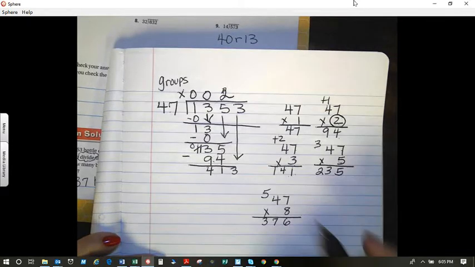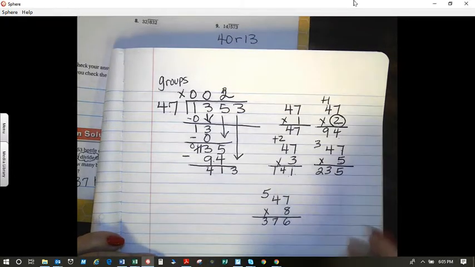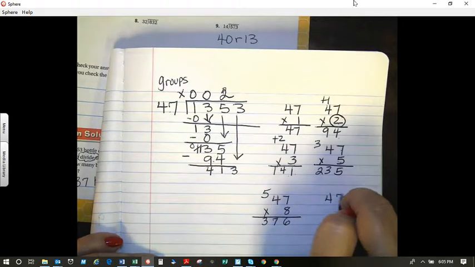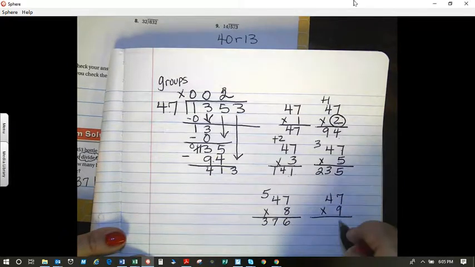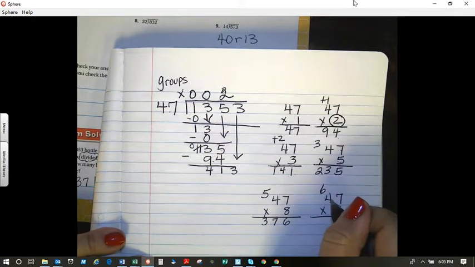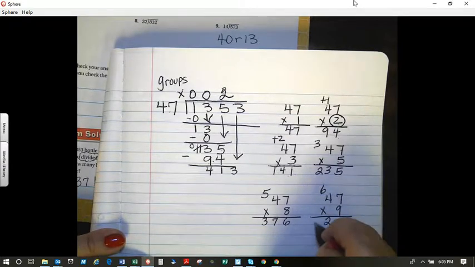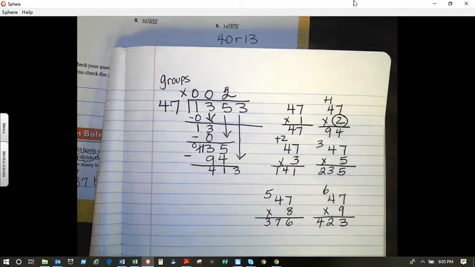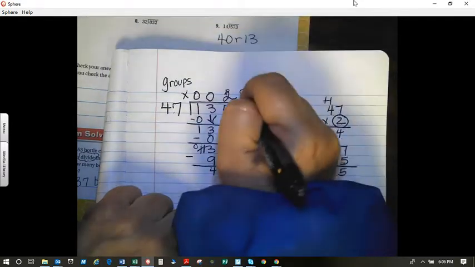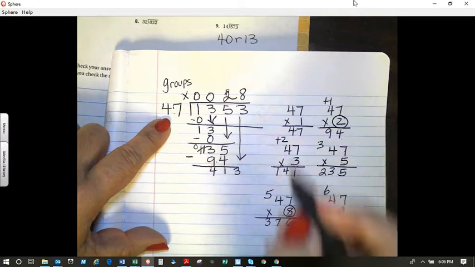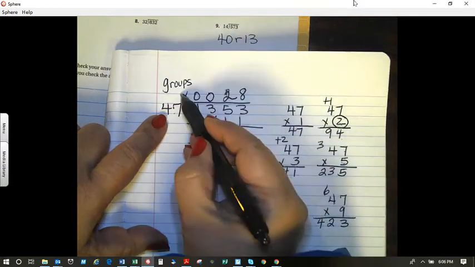Can I keep going? Can we put another group of 47 in there? I don't know. Let's check it out. So 47 times 9. 9 times 7 equals what? 63. 9 times 4 equals 36. 36 plus 6 equals 42. And that's too big. So 8 is going to be the largest size that we can do. So I have 8 groups of 47. We said that 8 times 47 equals 376.